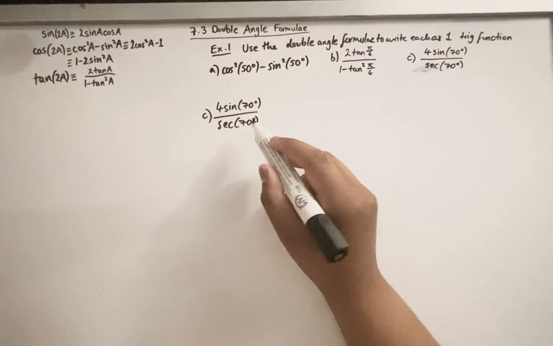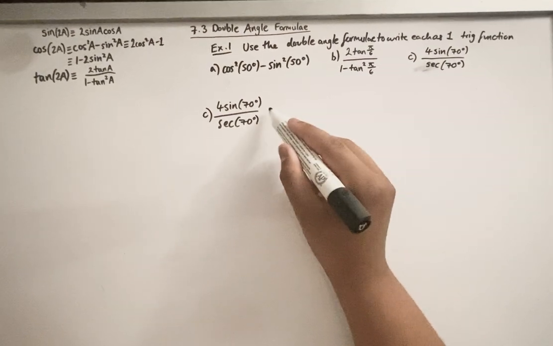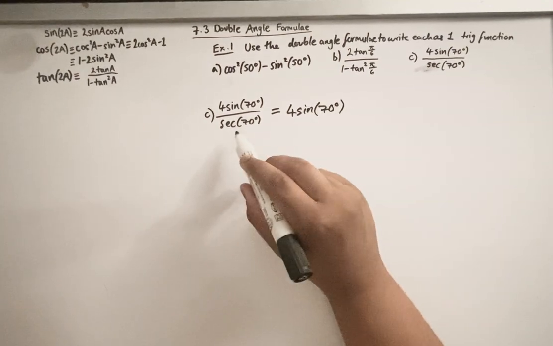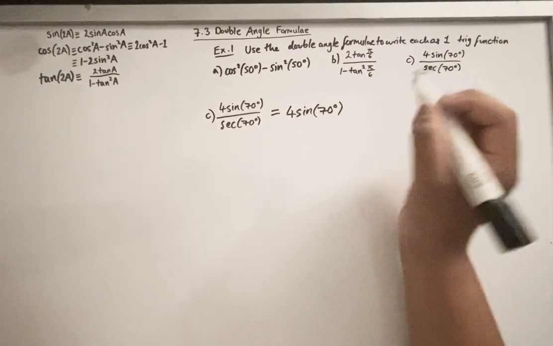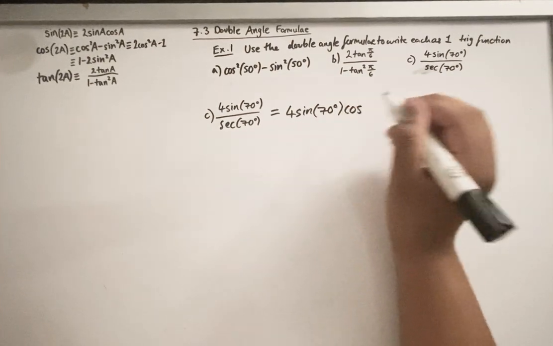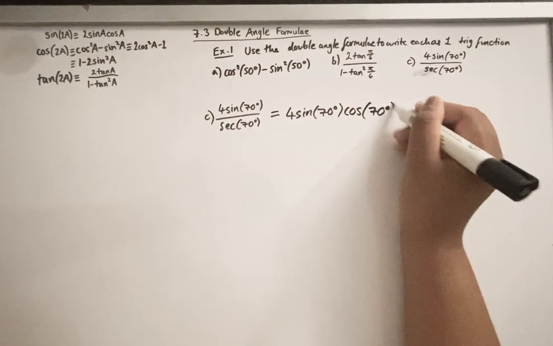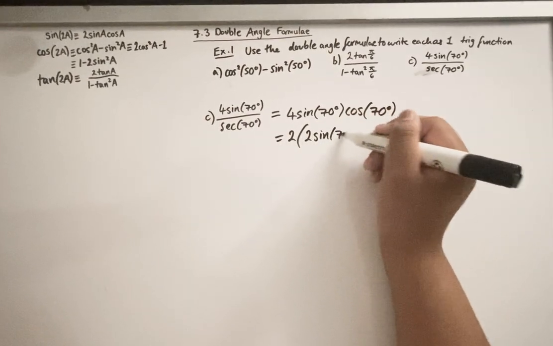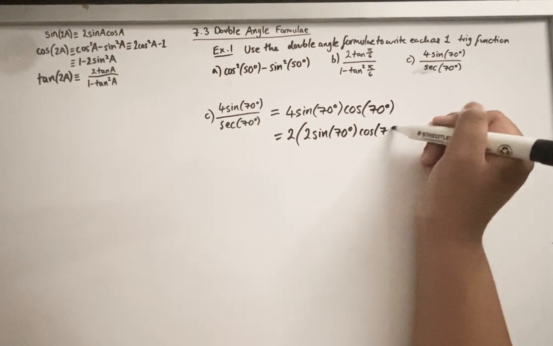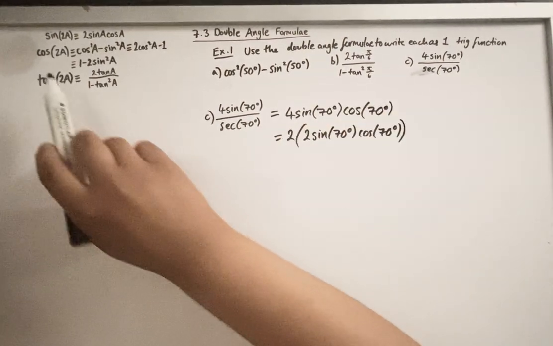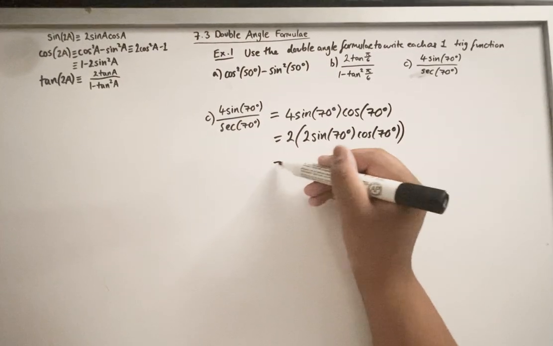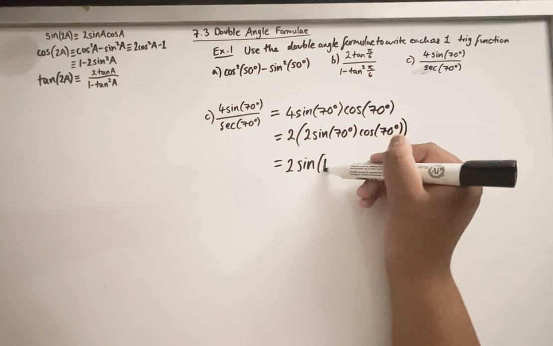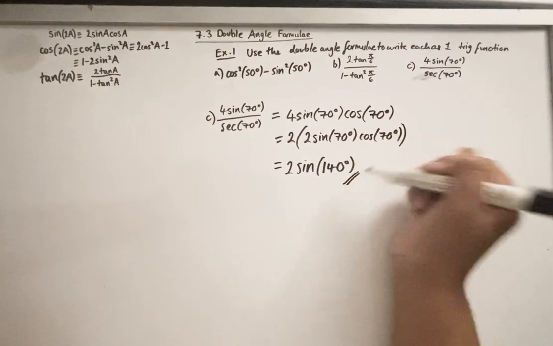For part C, we can rewrite 4 sine of 70 degrees over sec of 70 degrees as 4 sine of 70 degrees. As sec is 1 over cos, dividing by sec is the same thing as multiplying by cos. So it's going to be 4 sine of 70 degrees times cos of 70 degrees. And we can factor out a 2 to make it 2 times 2 sine of 70 degrees multiplied by cos of 70 degrees. And as sine of 2a equals 2 sine a cos a, we can rewrite this as 2 sine of 70 times 2, which is 2 sine of 140 degrees.